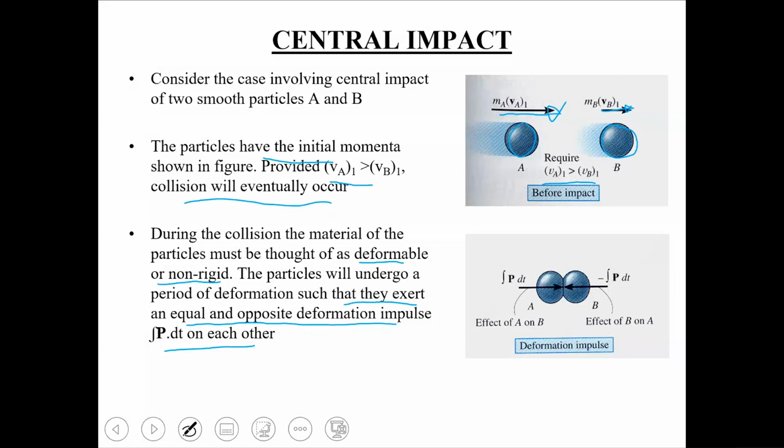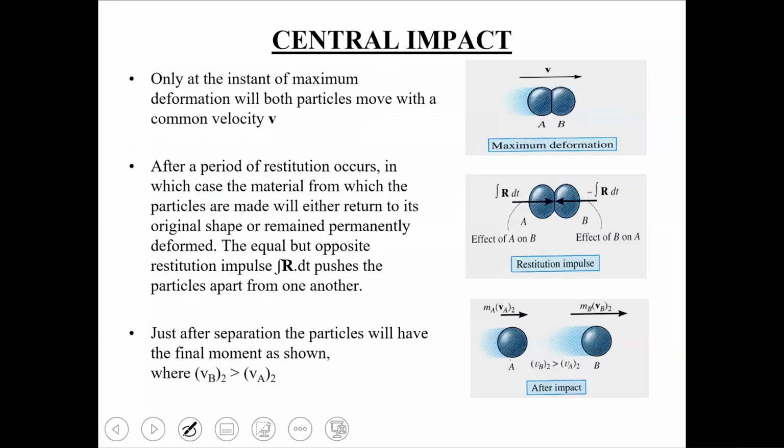So first of all, there is going to be a deformation phase in which both particles are going to exert an equal and opposite deformation impulse on each other along the line of impact. Then only at the instant of maximum deformation will both particles move with a common velocity.